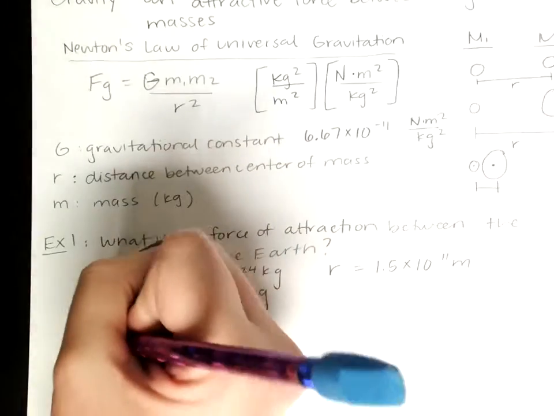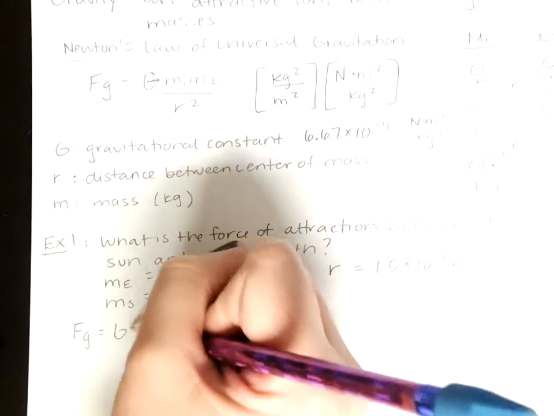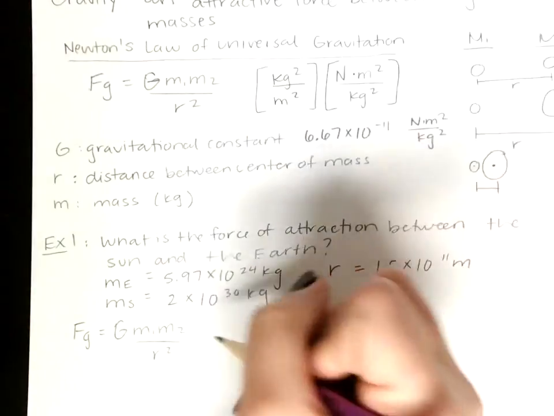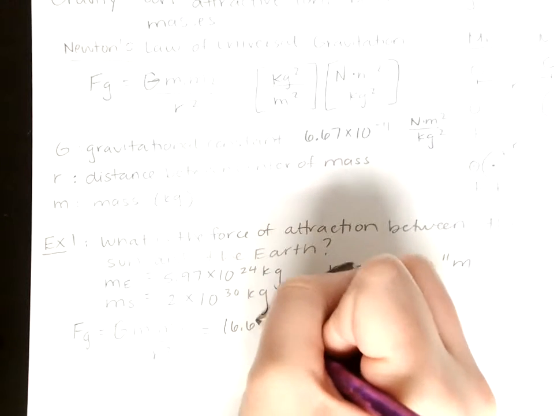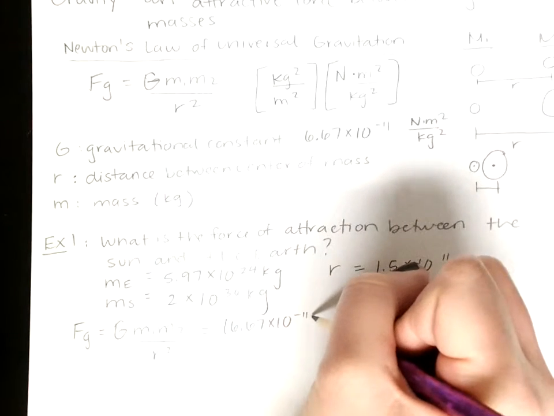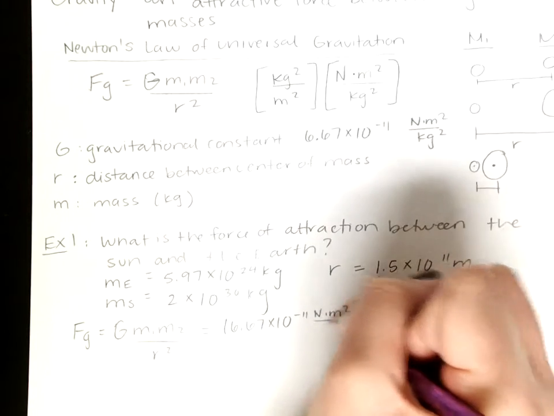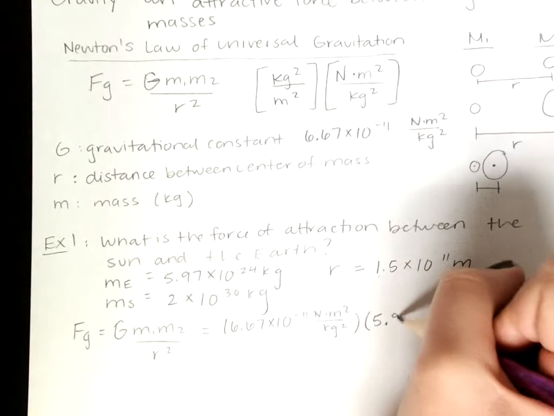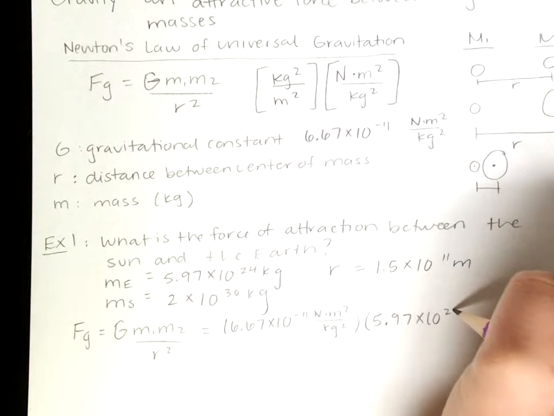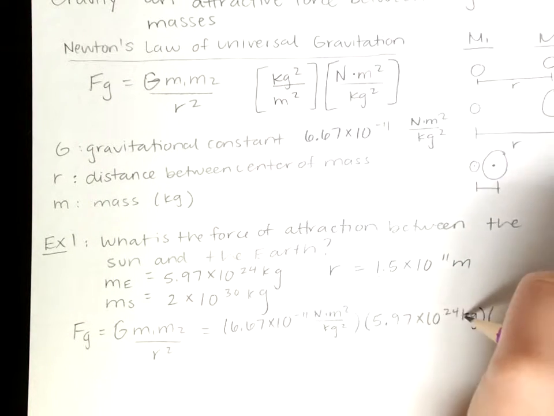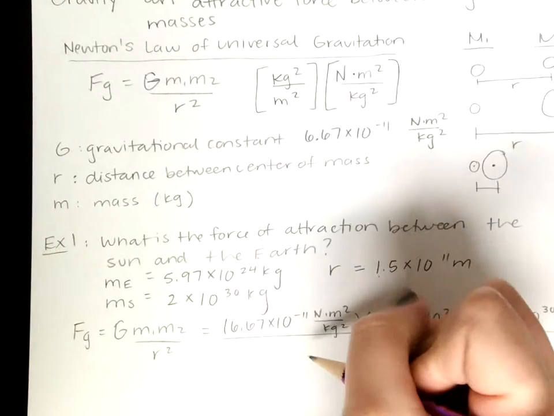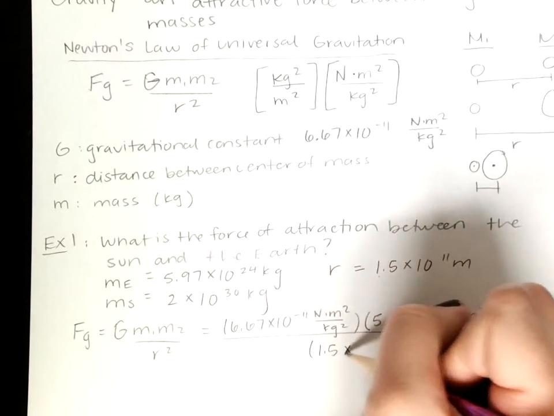Okay, so F_G is equal to G m1 m2 over r squared. Let's go ahead and plug it in. 6.67 times 10 to the negative 11 newton meters squared over kilograms squared, multiplied by the mass of Earth, 5.97 times 10 to the 24 kilograms, times the mass of the Sun, 2 times 10 to the 30 kilograms, divided by the distance between them, 1.5 times 10 to the 11 meters, squared.